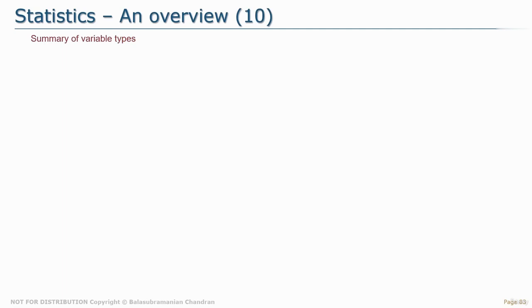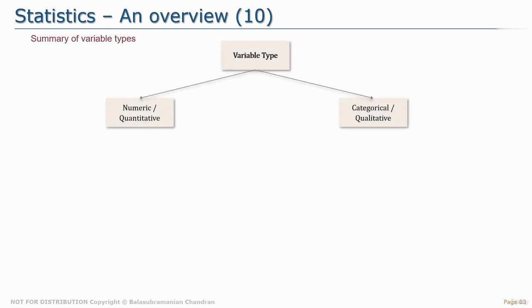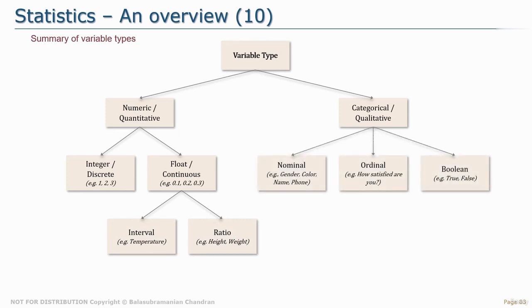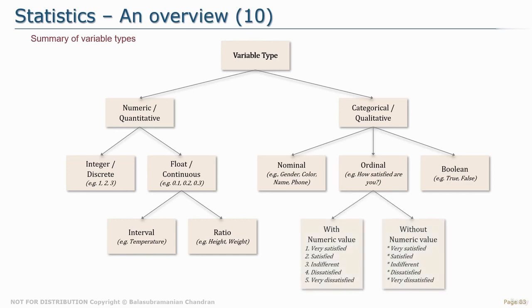Let's summarize the variable types. Broadly, the variables can be grouped into two categories, numeric and categorical, that is quantitative and qualitative. The numeric variables can be categorized into integer and float, that is discrete and continuous variables. The float variables can further be categorized into interval and ratio variables. The categorical variables can be categorized into nominal, ordinal, and Boolean variables. There are two types of ordinal variables, one with numeric value and the other without numeric value.